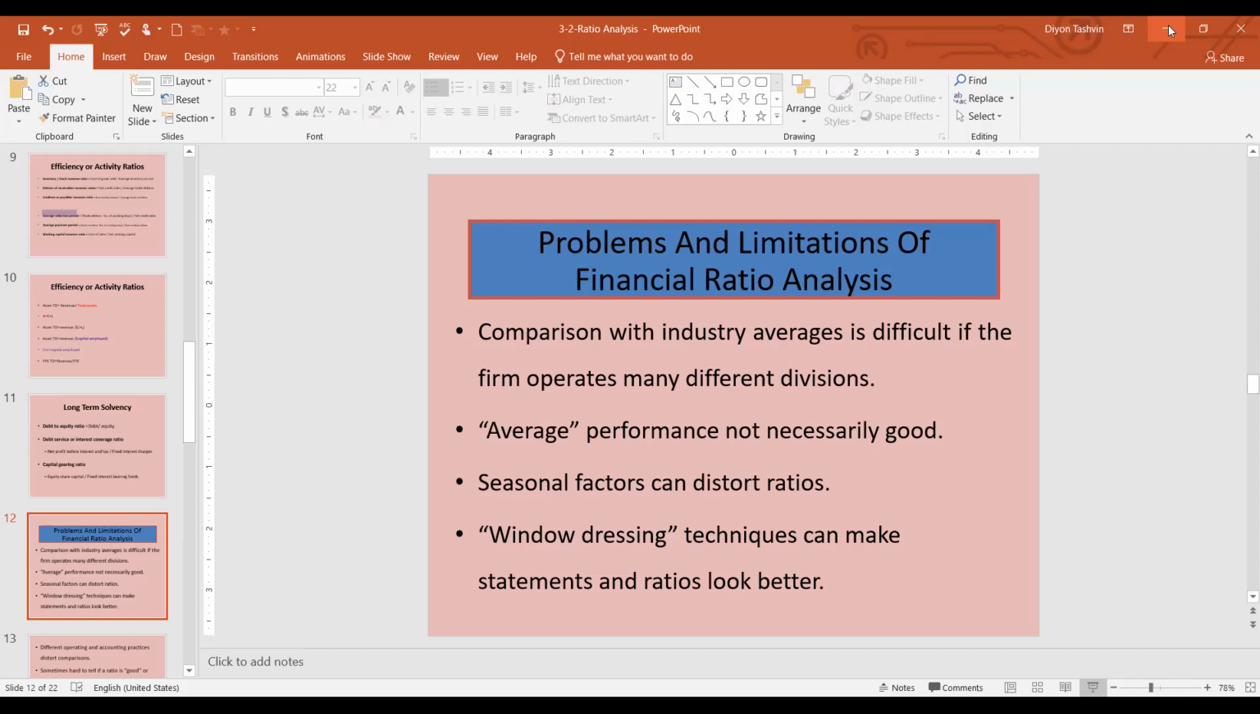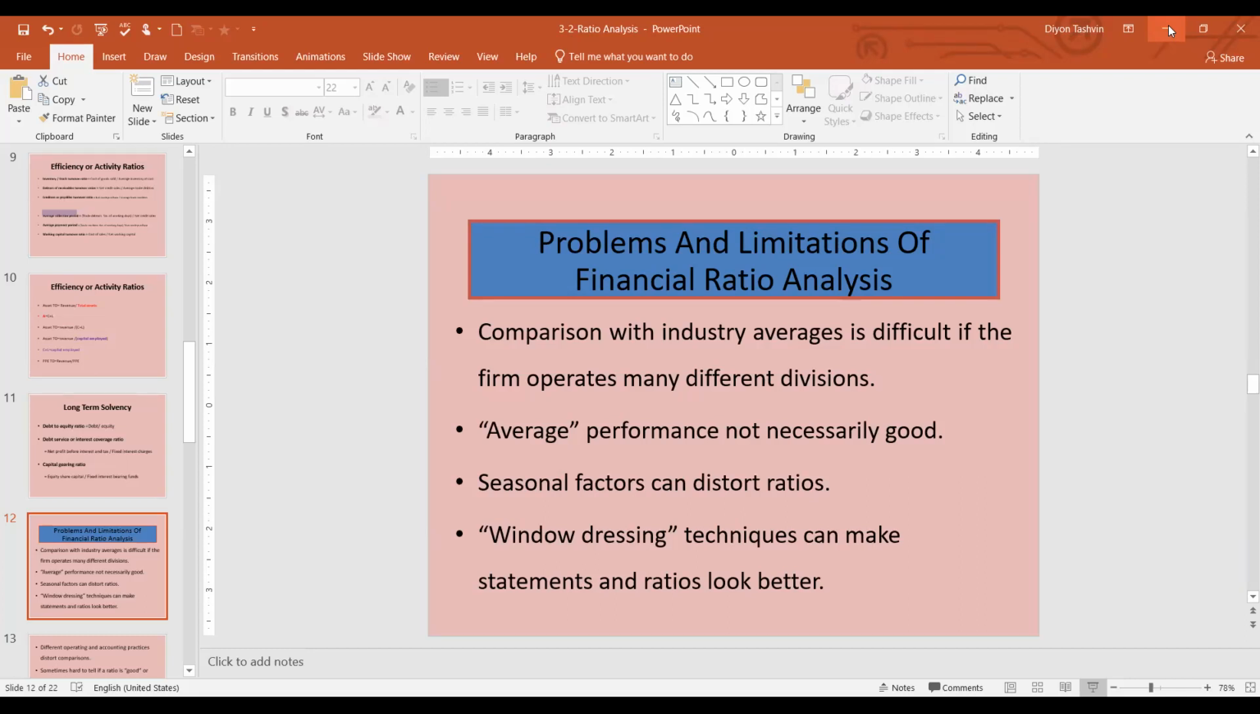Then the next one is that seasonal factors can distort the ratios. You know that in the April season and the December season, there may be seasonal influences. These seasonal influences may not be reflected in the ratio, and this is why we take the average figure. Then window dressing. Window dressing is an accounting manipulation technique. By this technique, we can boost up the profit as well as reduce the cost. If we are applying these techniques, then the financial statement analysis based on the ratios may not be useful.